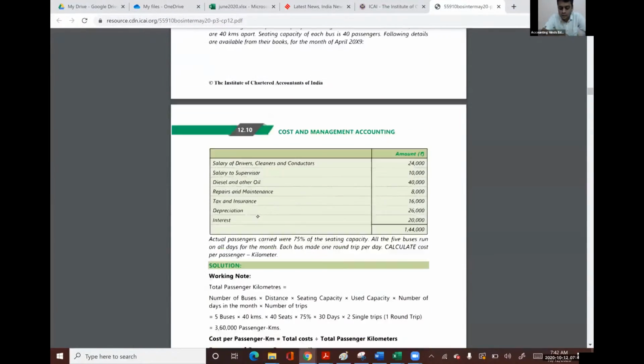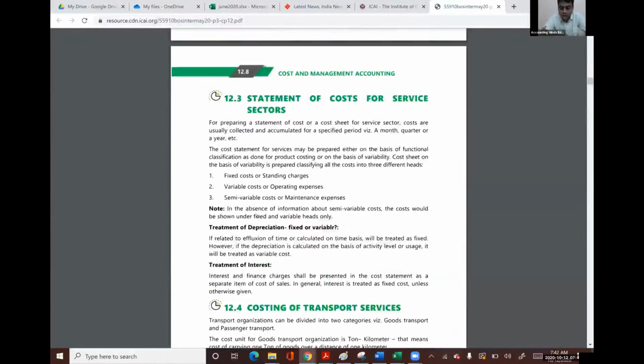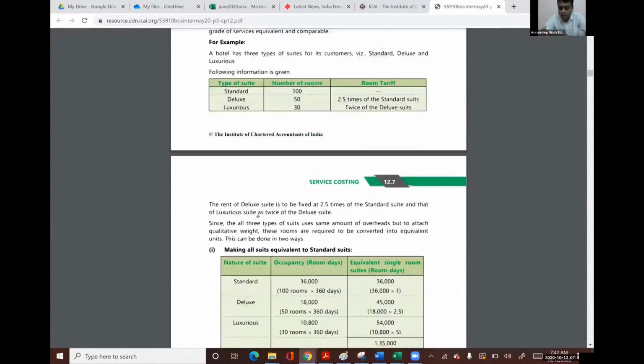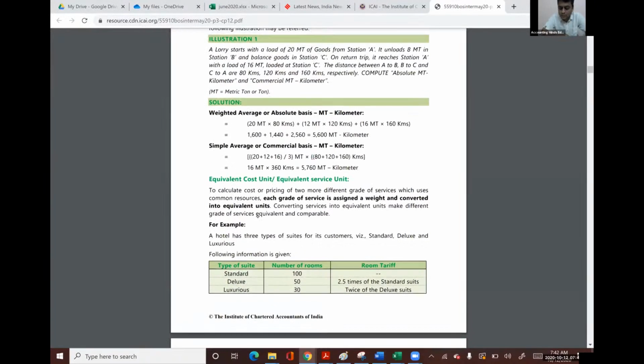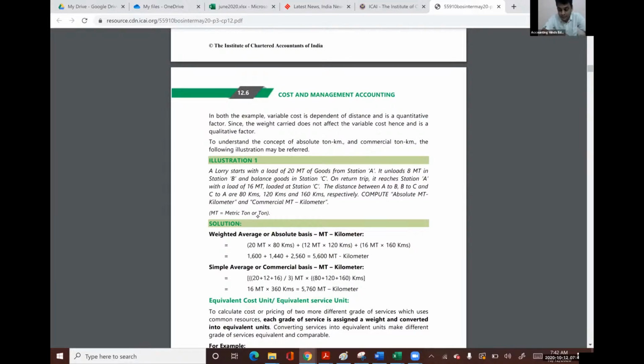Now, the other day, in the last class, we talked about, especially for transport, how to calculate passenger kilometers. That day we identified the passenger kilometers were 600 kilometers into 4. Like that we calculated how many kilometers. Similar is the calculation in case of metric tons.